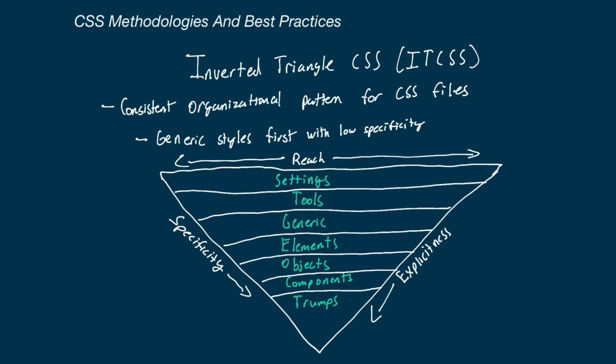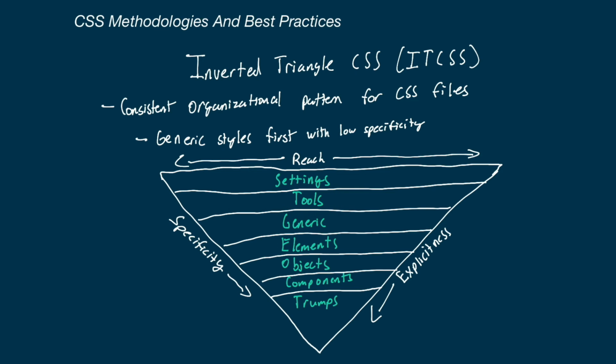Now, the last methodology we will look at in this video will be the inverted triangle, or ITCSS. This methodology is mostly about the ordering of our CSS code rather than having opinions on things such as naming conventions. At the core of this idea is that we should start with selectors that are the most generic, and these will have the least specificity, and they will be the ones that will reach the most elements on the page. This is usually drawn out as this upside-down triangle, hence the name inverted triangle. At the top are settings, which are usually things like global variables that will affect the entire web page. These have the most reach, and they're both the least specific and the least explicit.